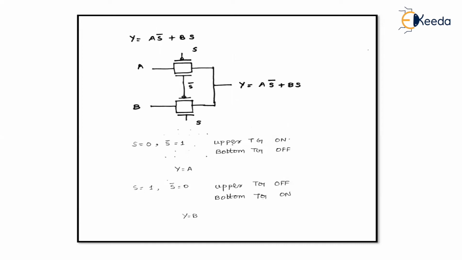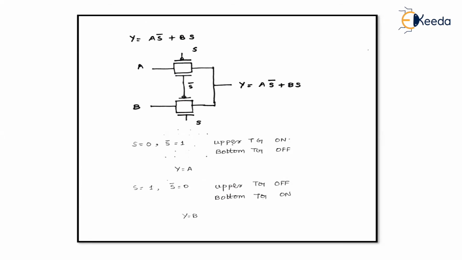See, Y is equal to AS bar plus BS. I'm having two transmission gates. The top transmission gate is provided with the control signals S and S bar, and the bottom transmission gate is given S bar and S. And I'm having two data inputs A and B on my left, and to the right I have Y, which is the output, and I have written Y is equal to AS bar plus BS. Now we'll see how it is working.